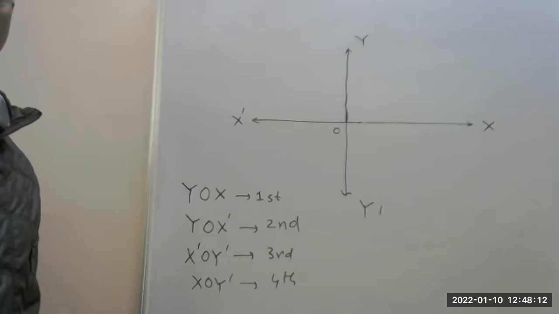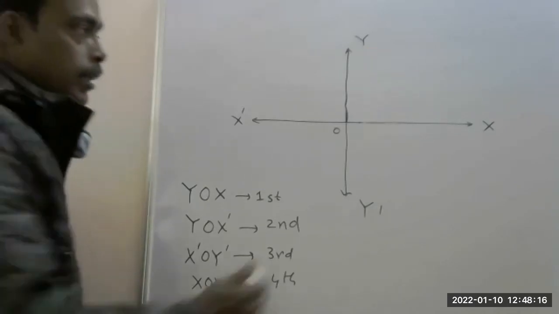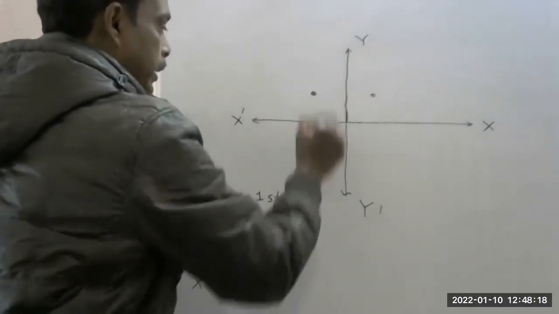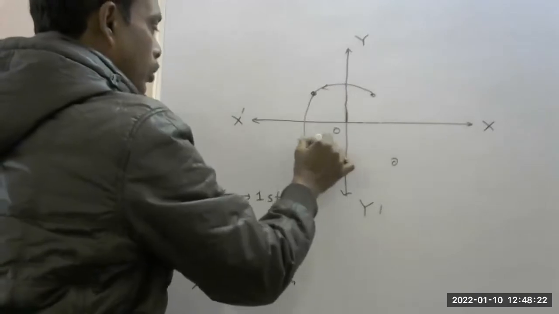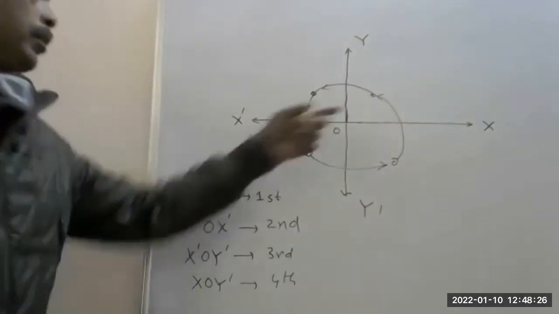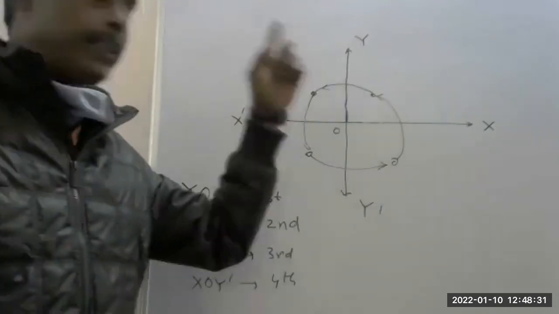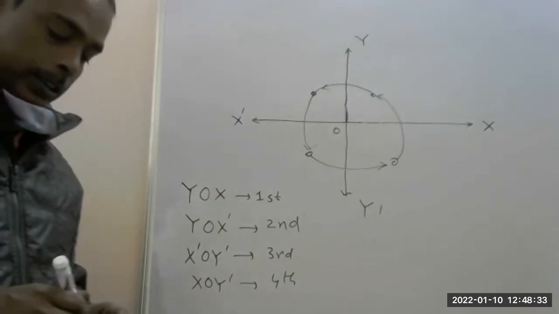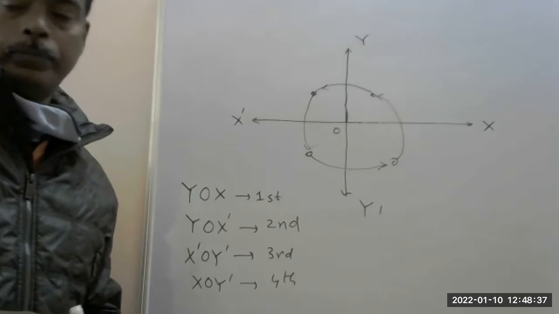Yes, sir. All those things are taken anti-clockwise. Look at here. It is first, then second, third, fourth. If we take the rotation, all those things are anti-clockwise. First to second anti-clockwise, second to third anti-clockwise, third to fourth anti-clockwise. So here the anti-clockwise direction is taken, so the angle should be positive.